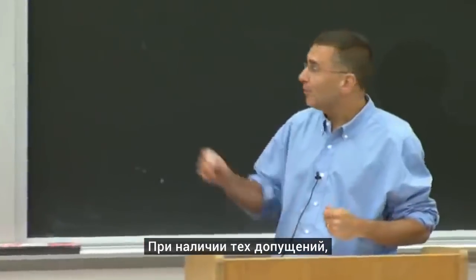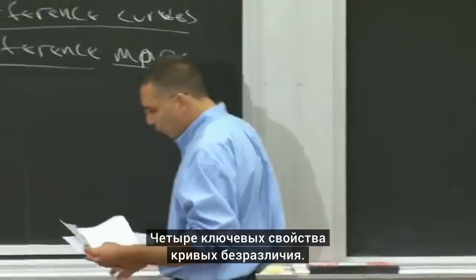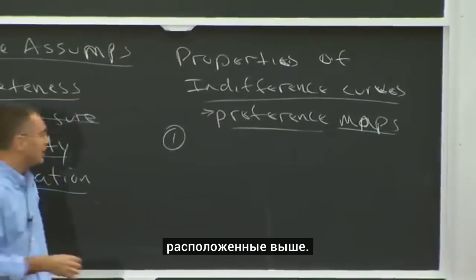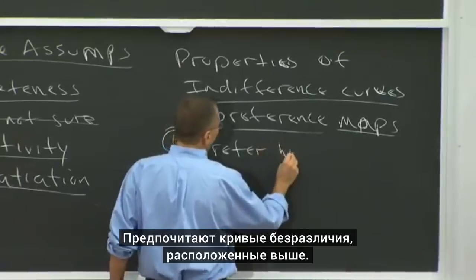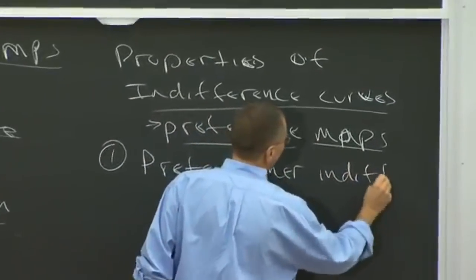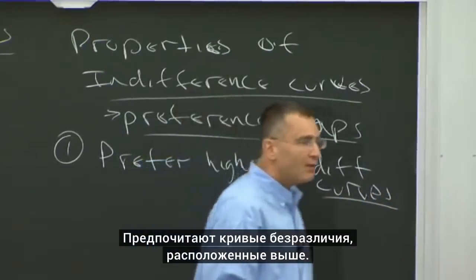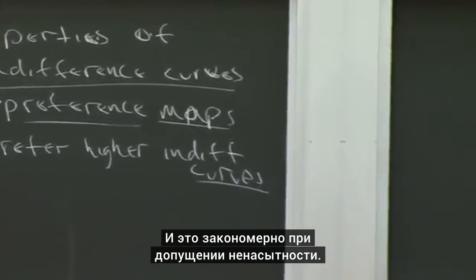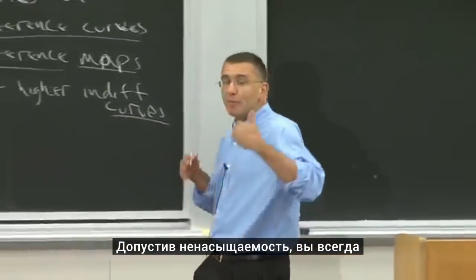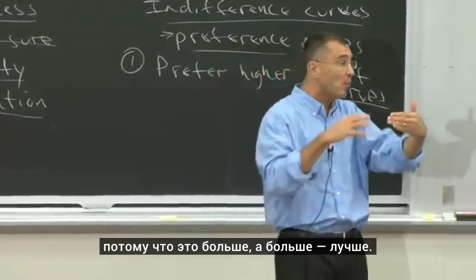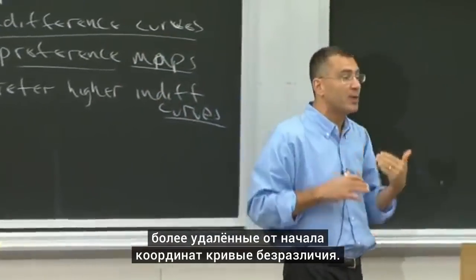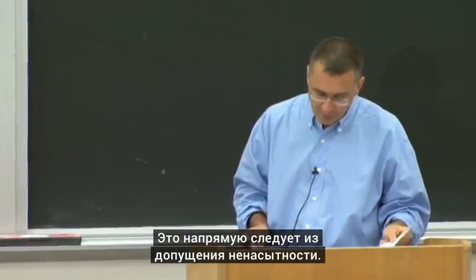So, armed with those assumptions, there are four key properties of indifference curves that we have to keep track of. The first is that consumers prefer higher indifference curves. What I mean by that is the further out is the indifference curve, the more you prefer it. And this comes naturally from the non-satiation assumption. Given that we've assumed non-satiation, you must always prefer an indifference curve that's further from the origin, because it's more, and more is better. That follows directly from non-satiation.